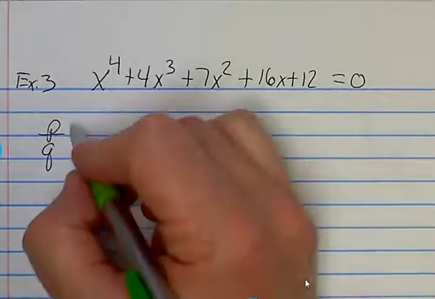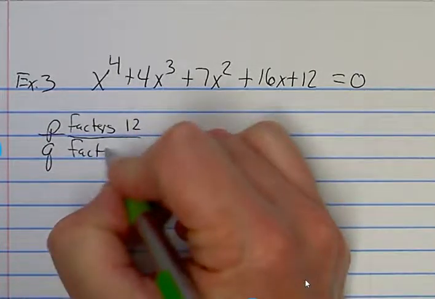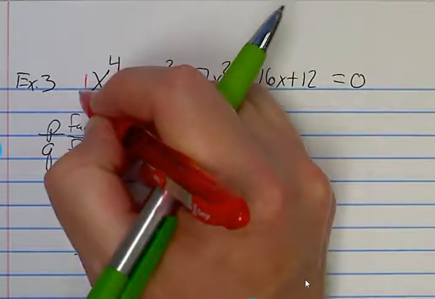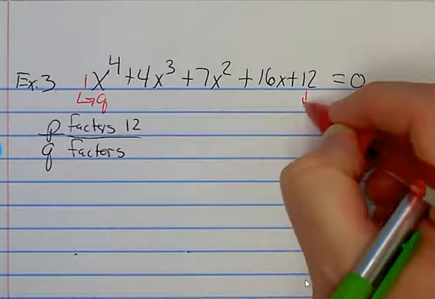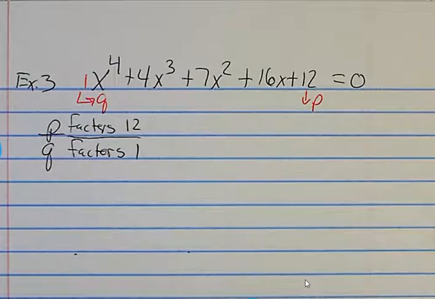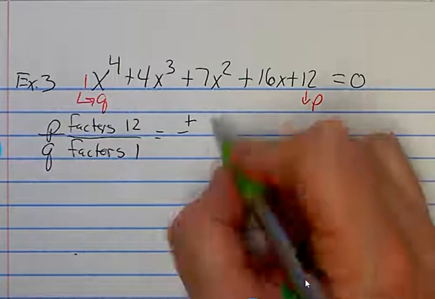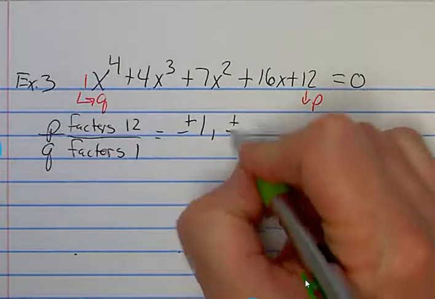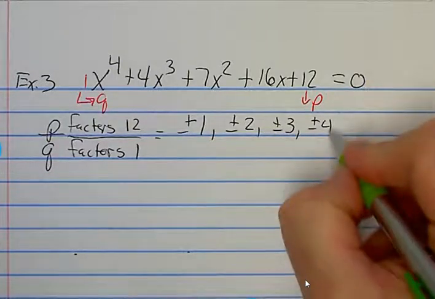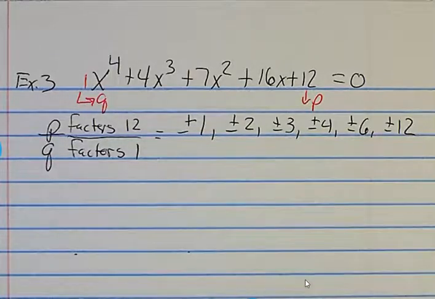So we're going to do the factors of 12 over the factors of, and again, the good thing is for this one, that first term is 1. So that's our q term, that 12 would be our p term. So it's the factors of 12 over the factors of 1. So really it's just the factors of 12 because the 1's not going to do anything to it. 1 times 12, 2 times 6, 3 times 4. So we got 1, 2, 3, 4, 6, and 12.